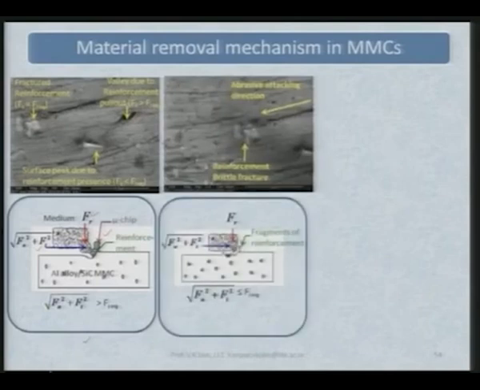Abrasive attacking direction and reinforcement brittle fracture: you can see here the abrasive is attacking in this particular direction and there is some fracture over here, and then this abrasive particle changes direction because it is not able to pull out the whole of the reinforcement. Same thing has been modeled over here. This is the fragment of the reinforcement and this is the abrasive particle in the medium, and this is the metal matrix composite.